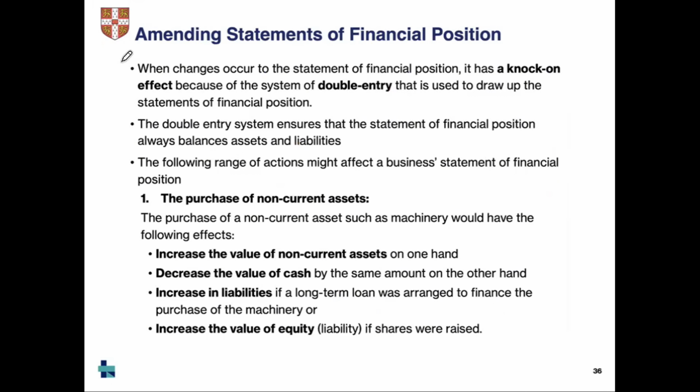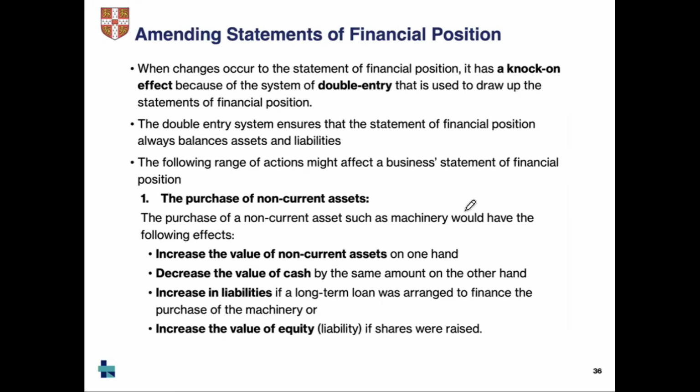The first point on our slide says that when changes occur to the statement of financial position, it has a knock-on effect. What do we mean by a knock-on effect? It has actually a double effect. All right. So when one thing changes in the statement of financial position, it doesn't change that thing only, it has the ability to change another thing. So we would look at an example and we would understand more.